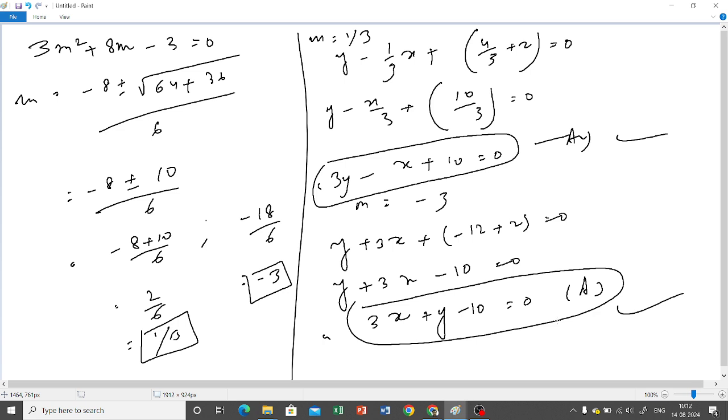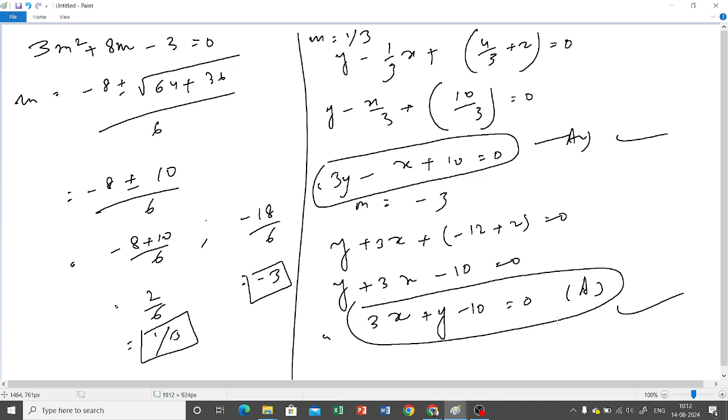Yes, in number 27, sir. Find the equations of the circles which have radius root 13 and touch the line 2x minus 3y plus 1 equals 0 at the point 1 comma 1. So these are all applications of perpendicular distance between a point and a line.